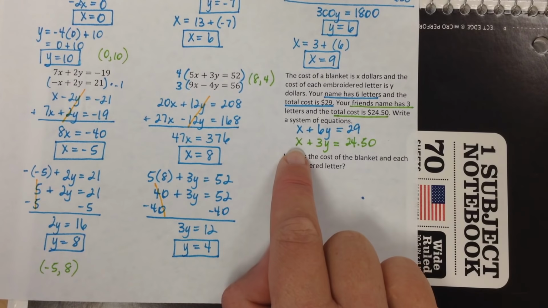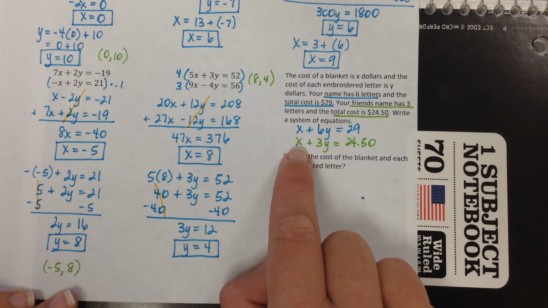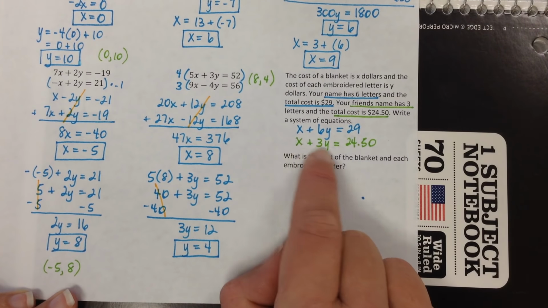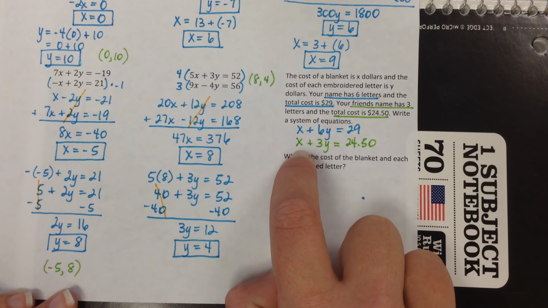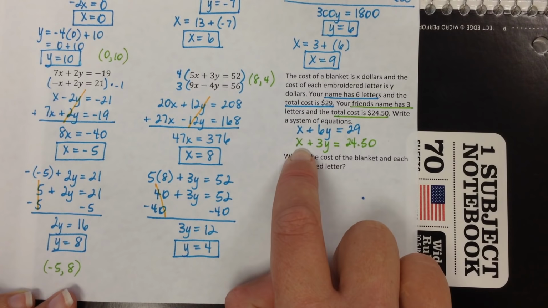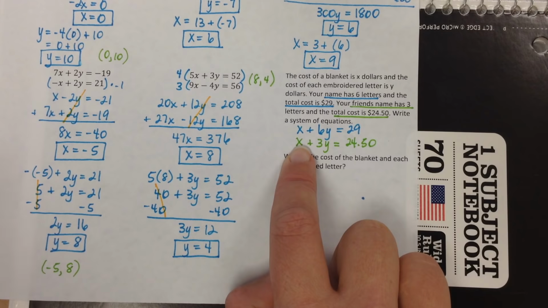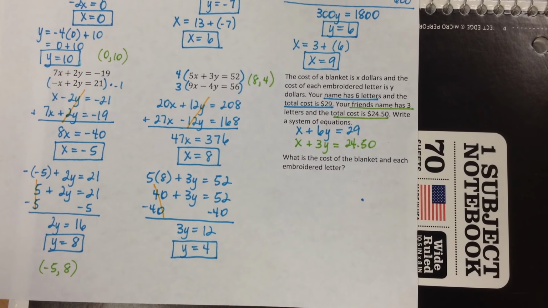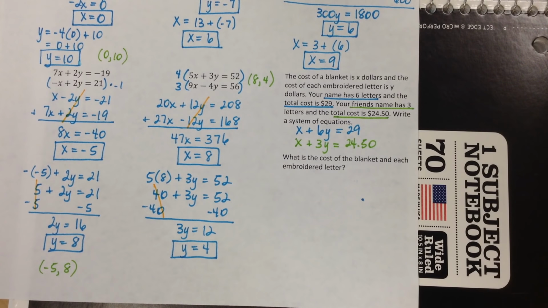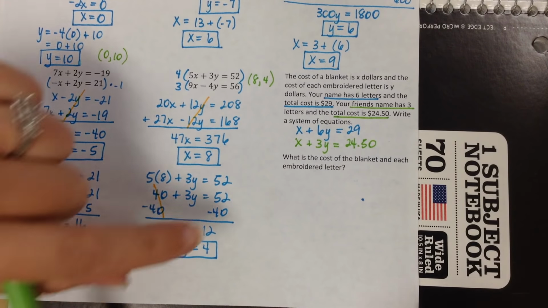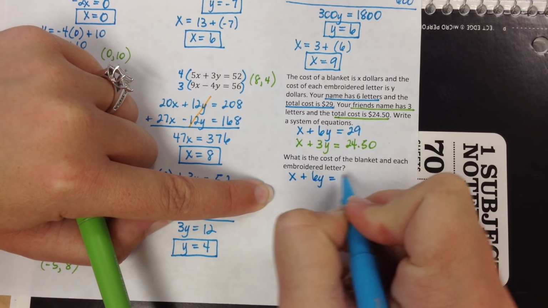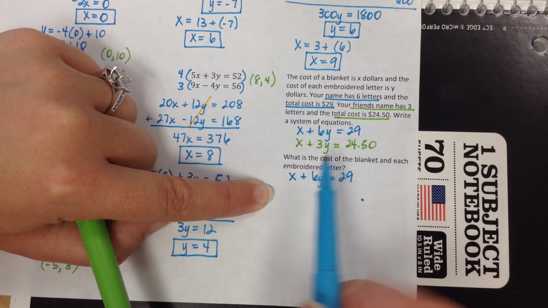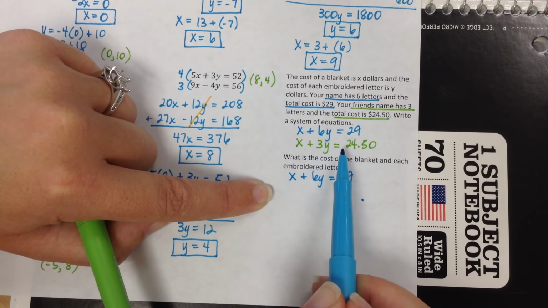So when you look at these 2 things, I hope that you'll see that we have an X and an X here. If we make one of these equations negative, the X's will cancel. So even though we can use substitution, it would probably be easier for us to use elimination to solve this. So I'm going to keep, it doesn't matter which one we make negative, I'm going to keep the first one the same. X plus 6y equals 29. And the next one is the one I'm going to multiply by a negative.